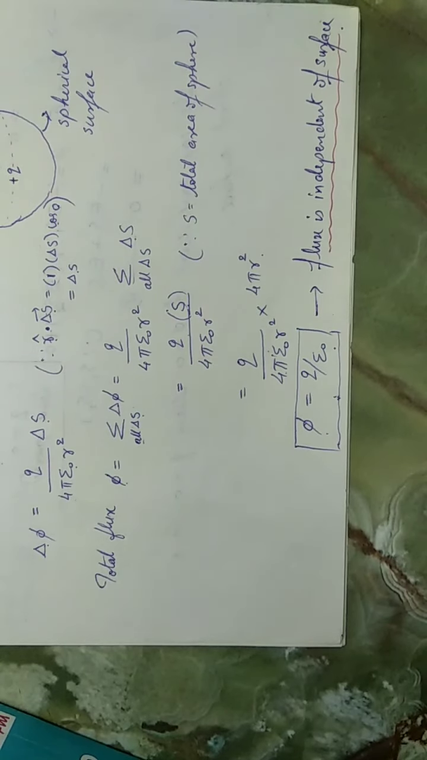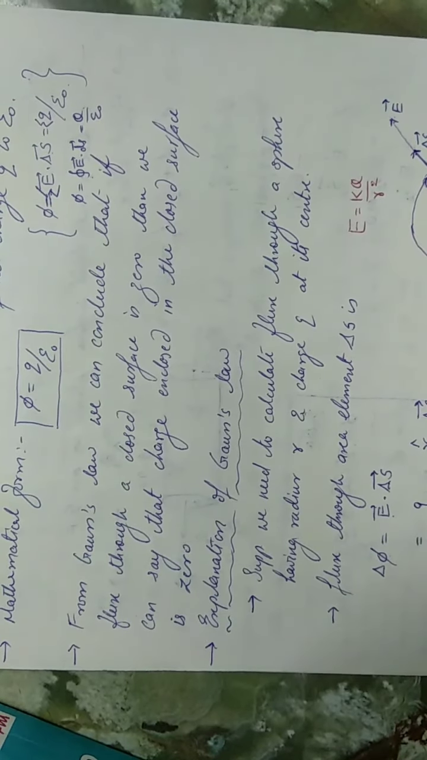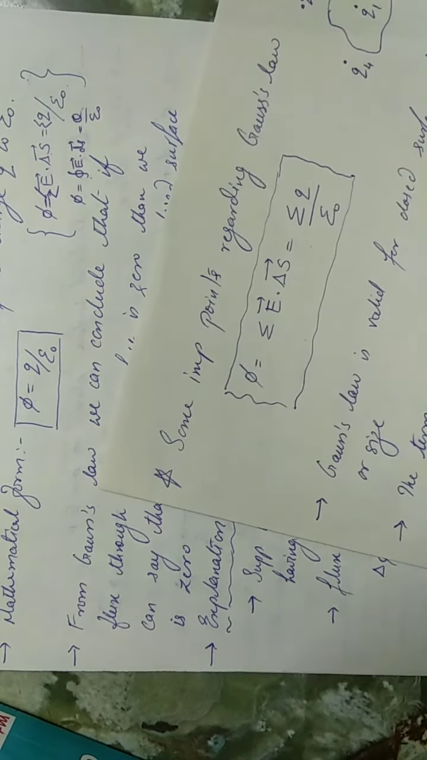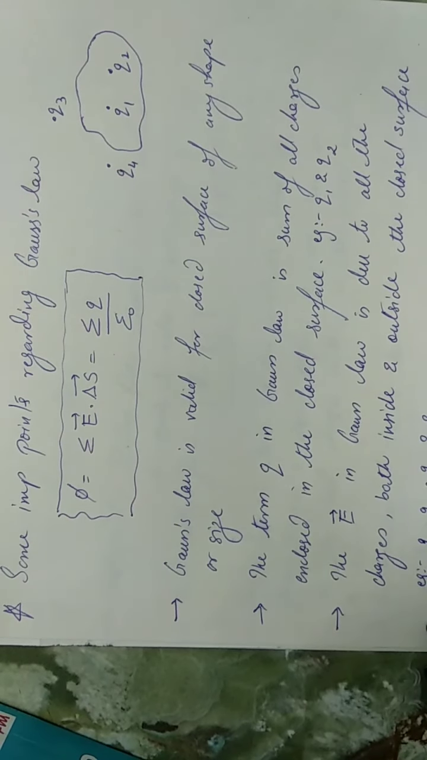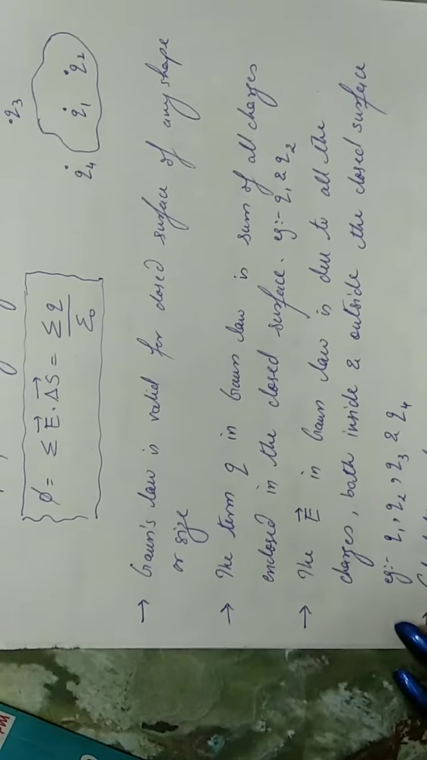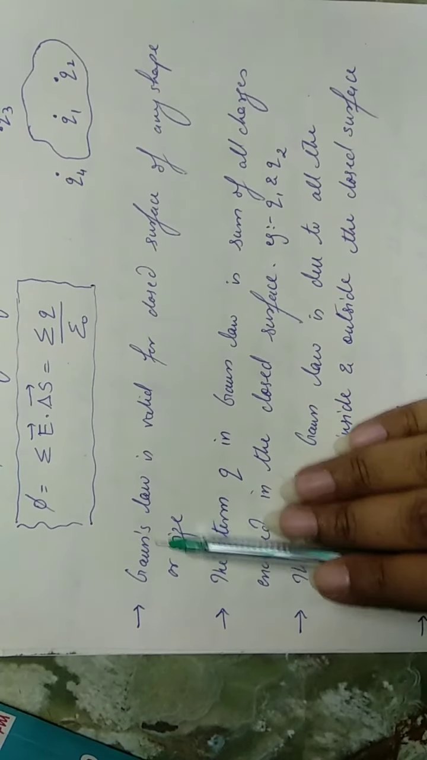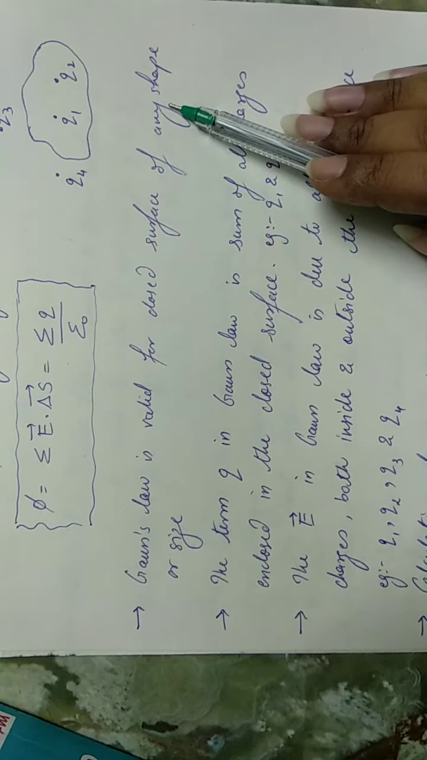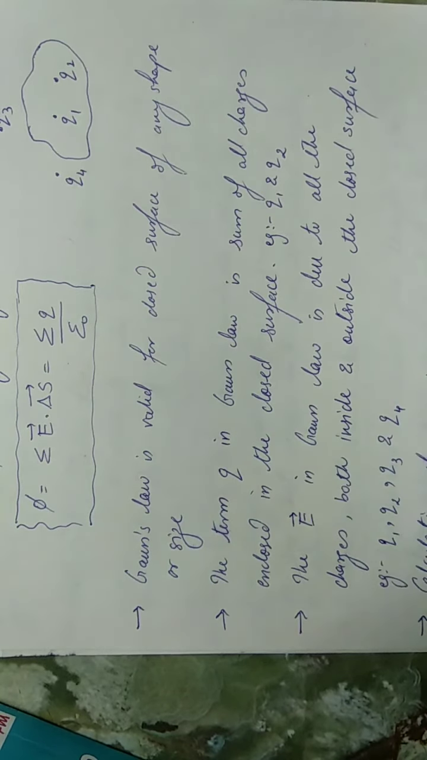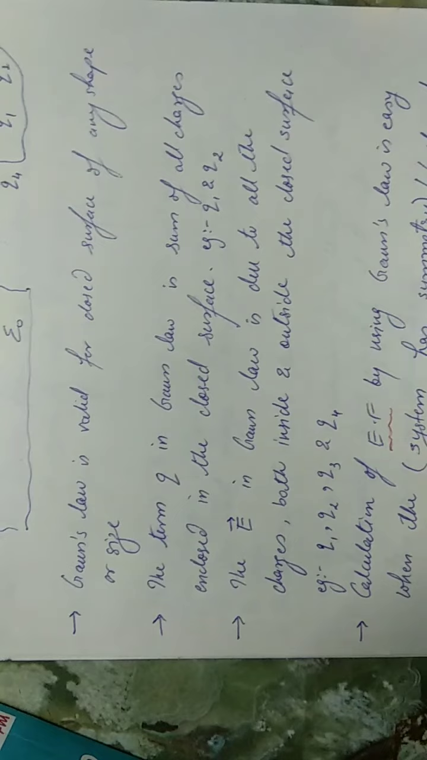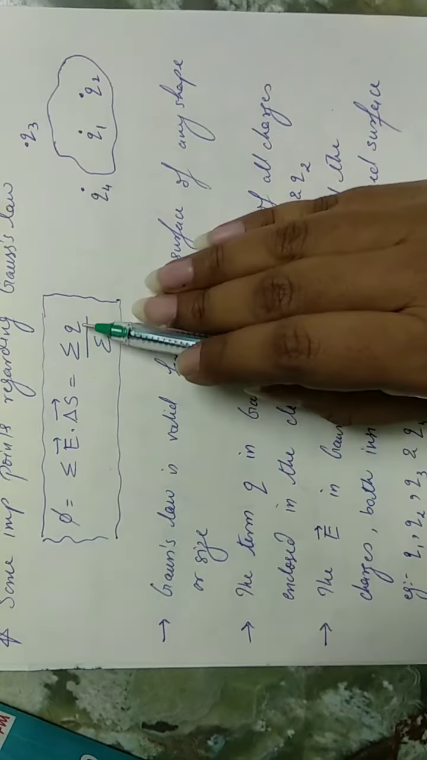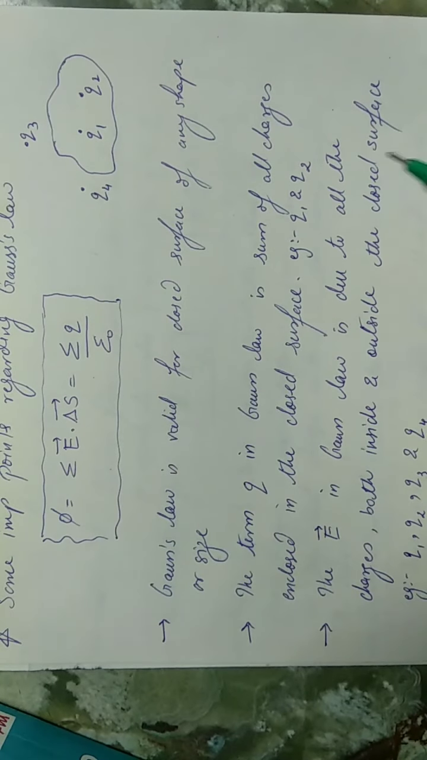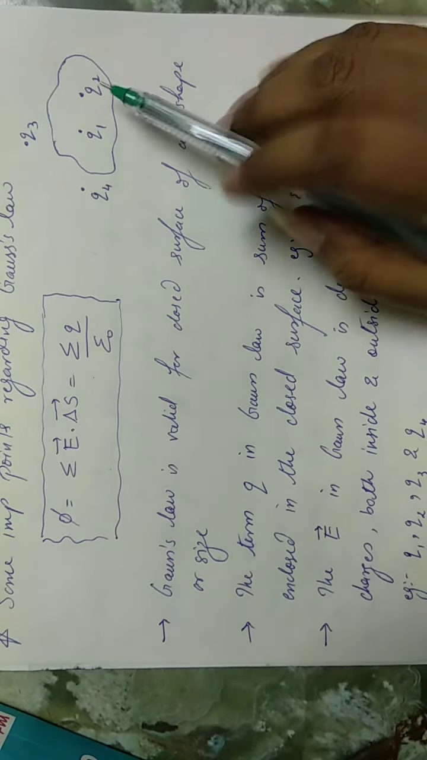Now we'll see a few important points which we can conclude from Gauss law. This is our basic equation of Gauss law. Just see the first point. Gauss law is valid for closed surface of any shape or size, which we have already seen. Then the term Q in the Gauss law is the summation of all the charges which are enclosed in the surface.